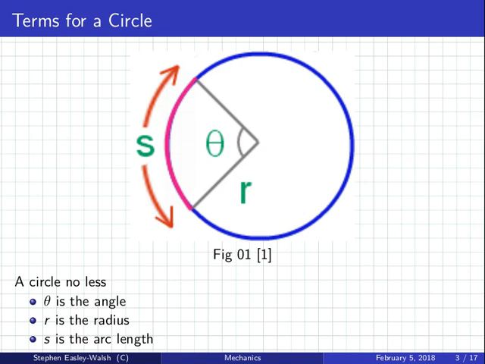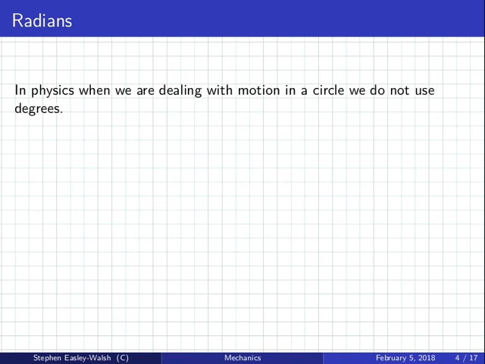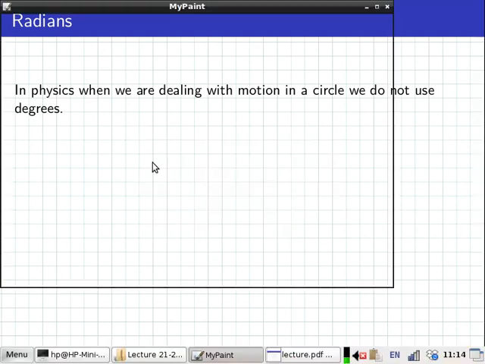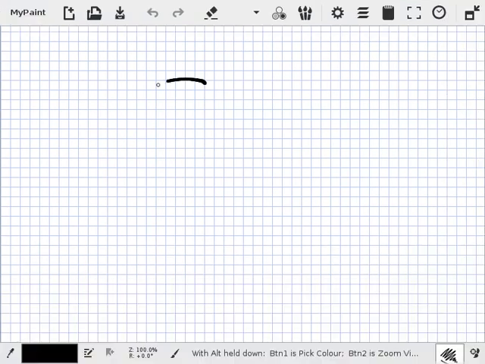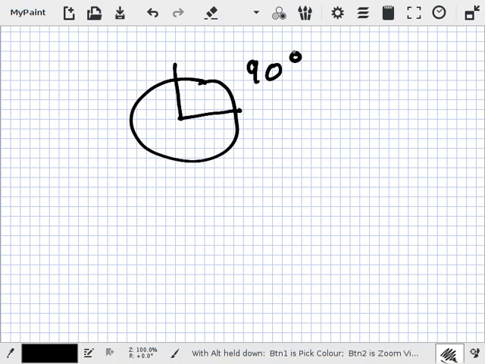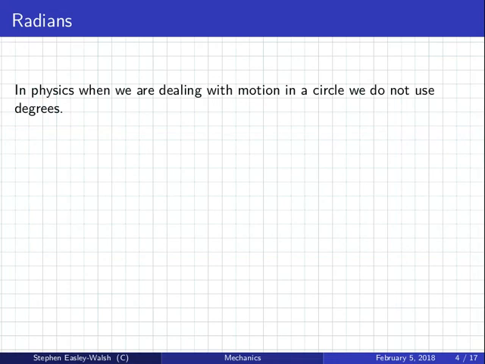Okay, continue. Yeah. So, in physics, when we talk about motion in a circle, we don't use degrees. So you know in maths, when you're measuring an angle, something like this, we say is 90 degrees. You know this in maths, right? But we don't actually use degrees in physics.